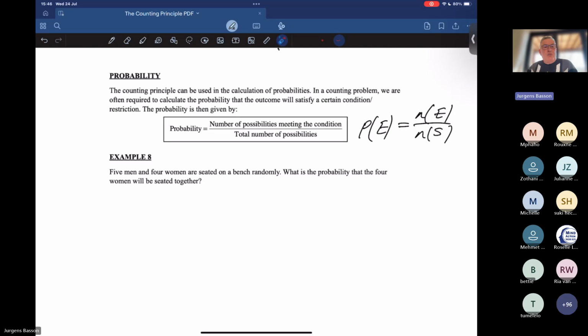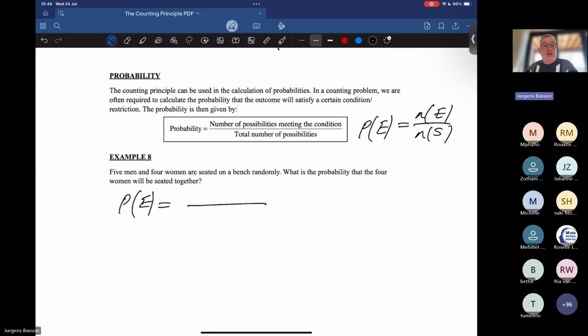So let's look at example 8. I say 5 men and 4 women are seated on a bench randomly. What is the probability that the 4 women will be seated together? Now, what I like to tell learners is that whenever you see they ask for probability, say the probability and do your denominator first, because the denominator has got no restrictions. There's 5 men, 4 women, so 9 people. So when we do the denominator, it's not about males and females, it's about how many people, because there's no restriction.